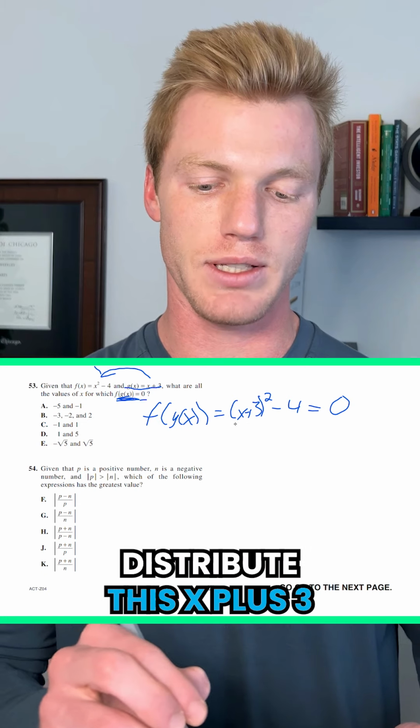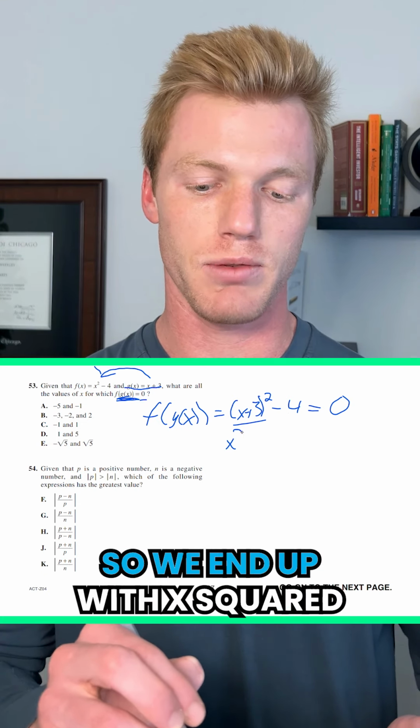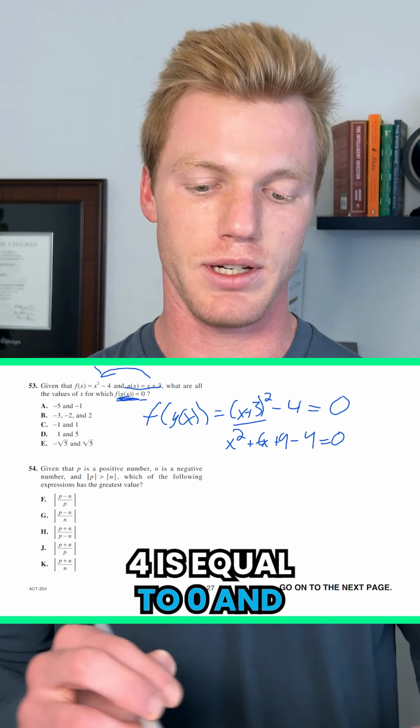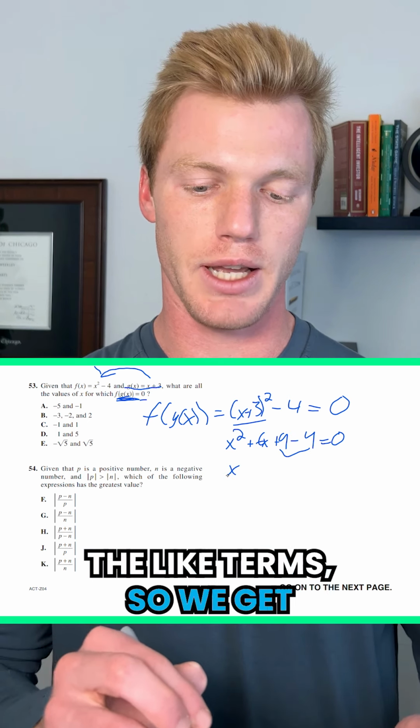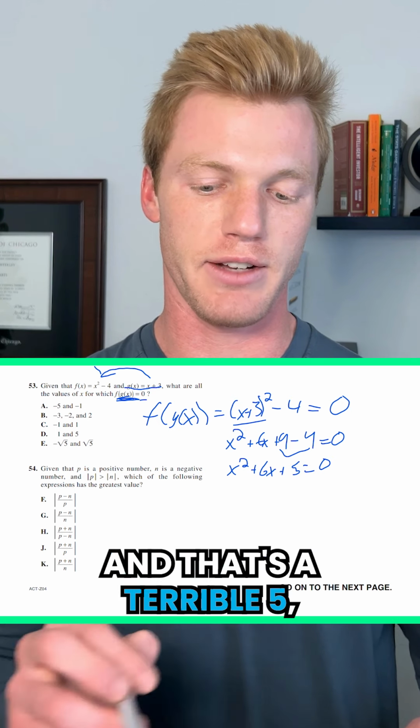And then when we distribute this x plus 3 squared out, we have to do the FOILing process because the whole thing is squared. So we end up with x squared plus 6x plus 9 minus 4 is equal to 0. And then we combine the like terms, so we get x squared plus 6x plus 5 is equal to 0, and that's a terrible 5, but that's a 5 right there.